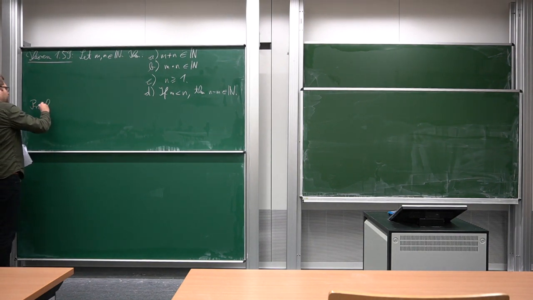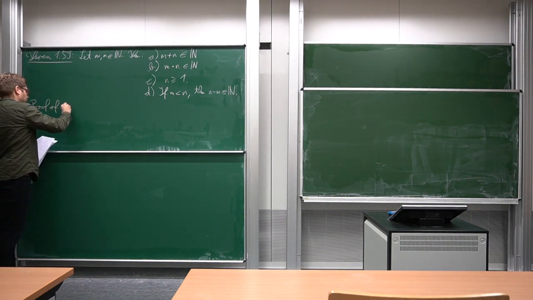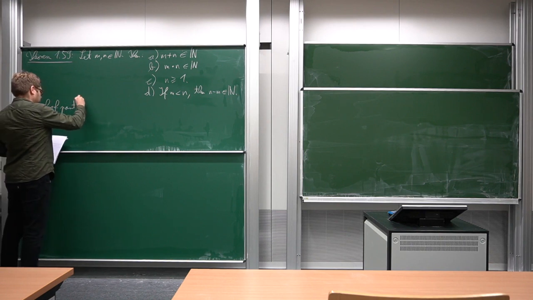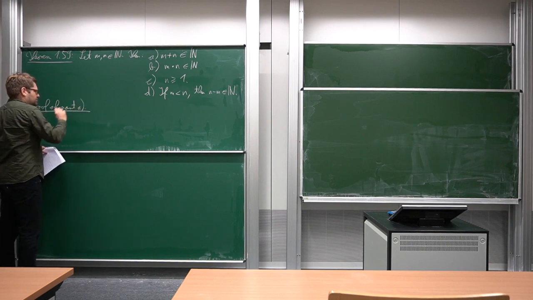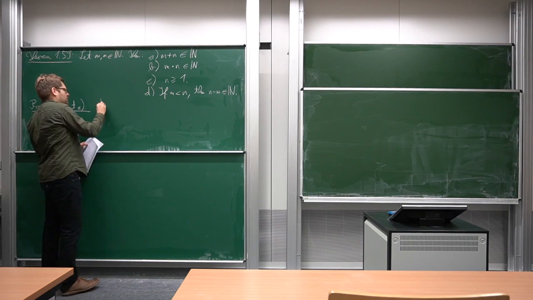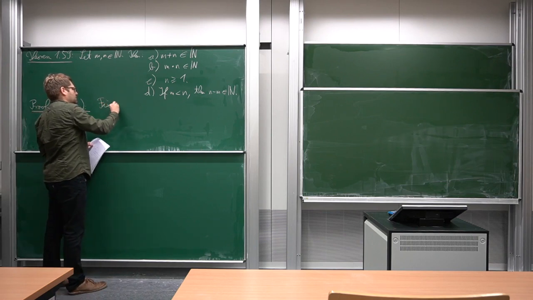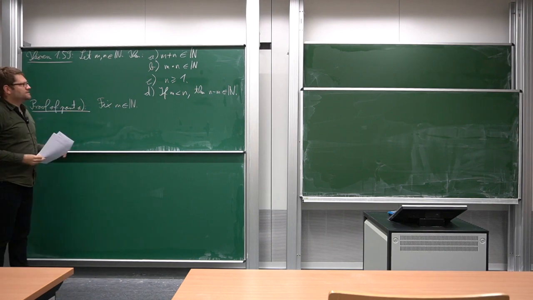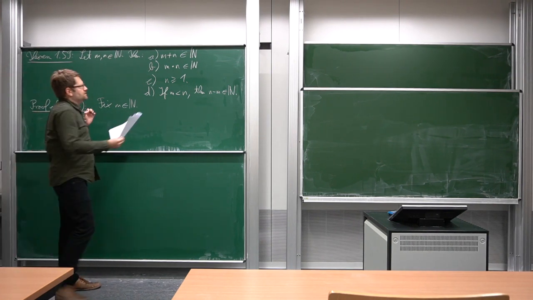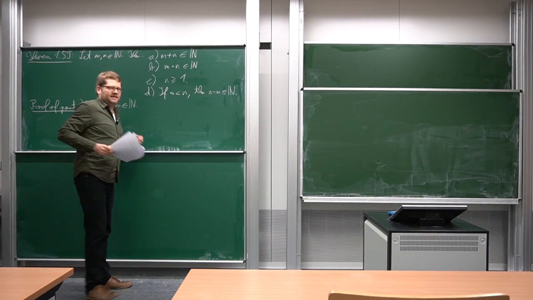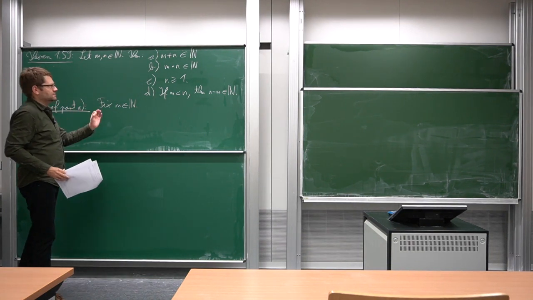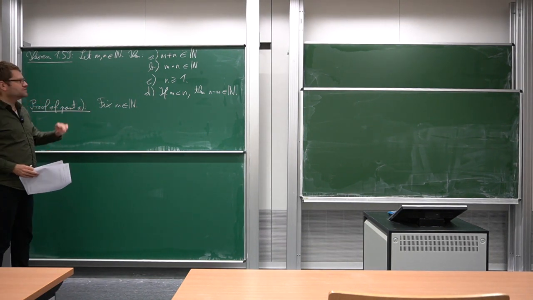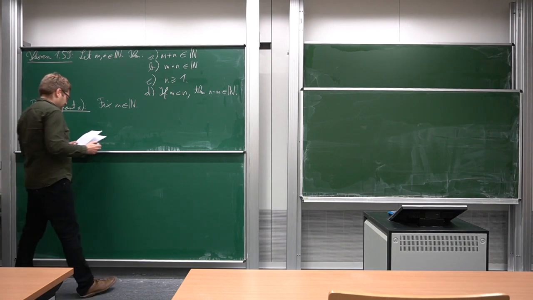So proof of part A. Namely, how can you do this with induction? We consider m as a fixed number. So we fix some number m, and then see this m plus n in N as a statement about this variable n, where n is a natural number, and then do induction over n.